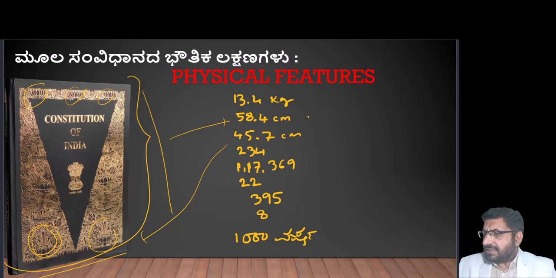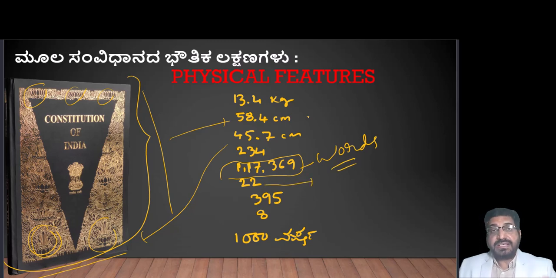Now the original constitution contains 1,17,369 words. And originally it had 22 parts, 395 articles and 8 schedules. Now the number of parts has increased to 25, and articles have crossed 500. All those things we'll see later.